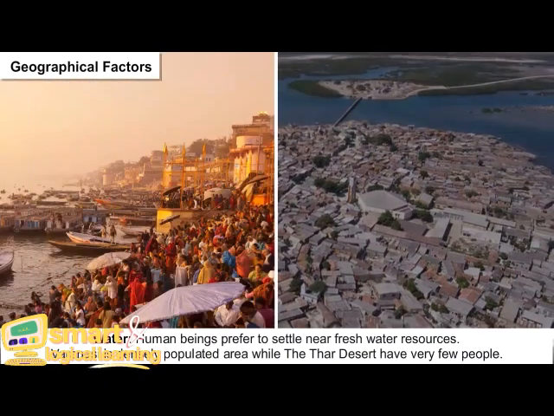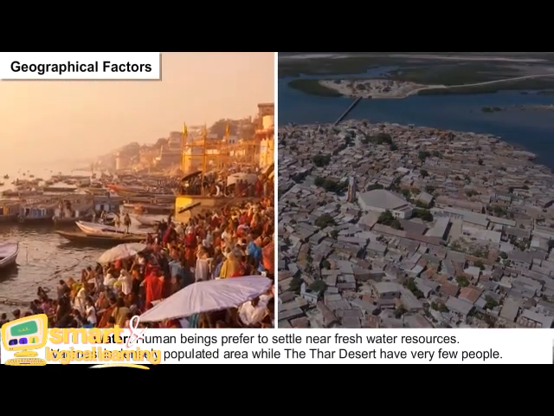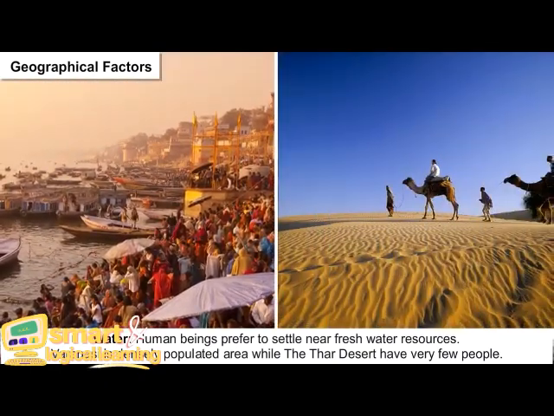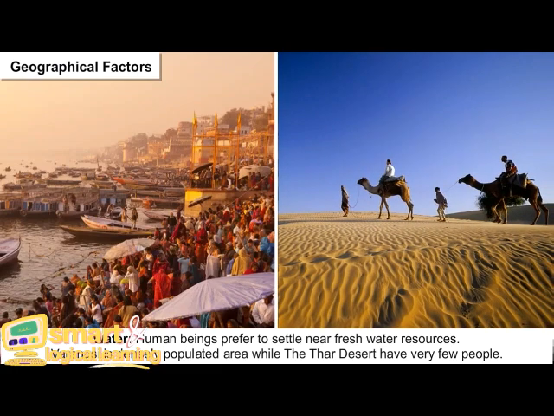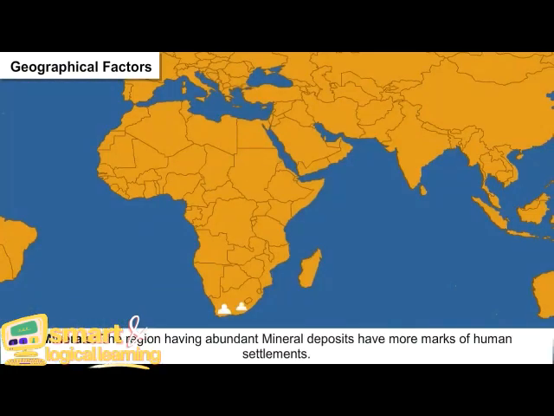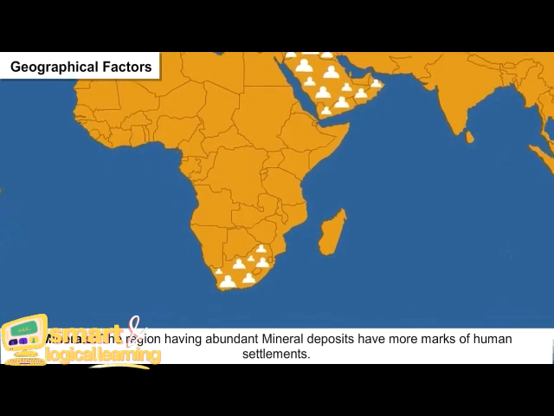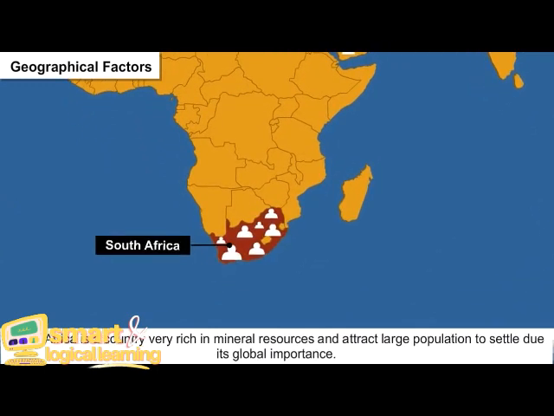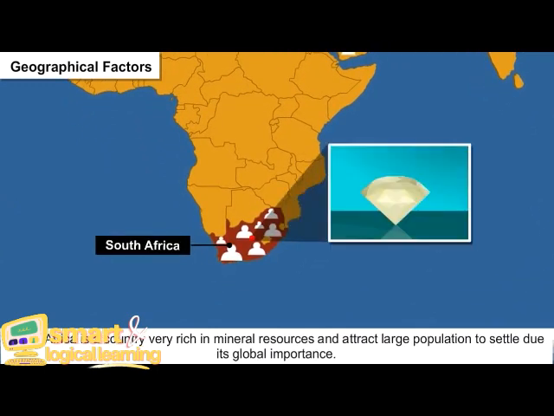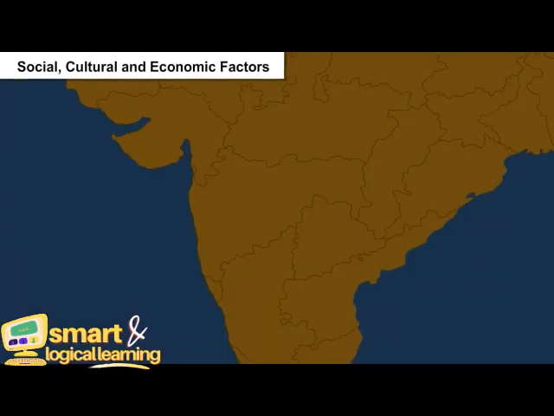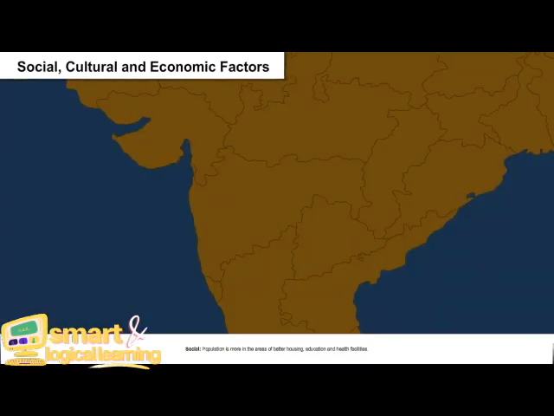Water. Human beings prefer to settle near fresh water resources. For example, Varanasi is a densely populated area while the Thar Desert has very few people. Minerals. Regions having abundant mineral deposits show more signs of human settlement. For example, South Africa is very rich in mineral resources and attracts a large population to settle due to its global importance.